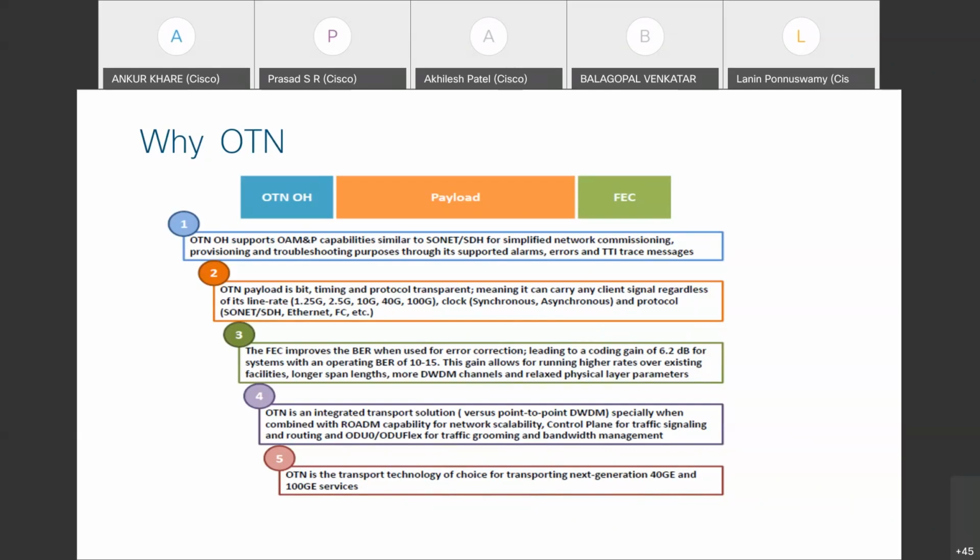Forward error correction is used to improve the performance. Okay, so there is a procedure which will detect the errors and correct the errors within that frame, and it will give a better performance. The signal can go for long distances. OTN is an integrated transport solution. Okay, so basically when OTN and DWDM are combined together, it makes a complete optical network. Okay, so it can be used for 40 gig and 100 gig, and next will be 400.